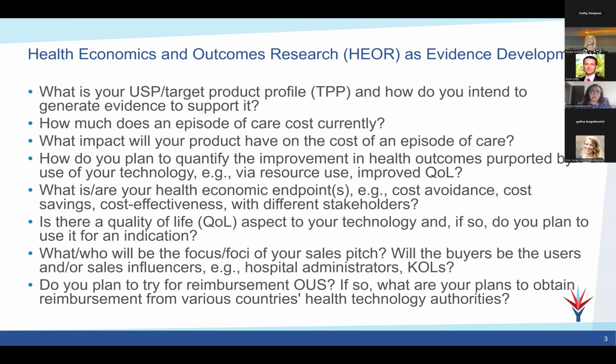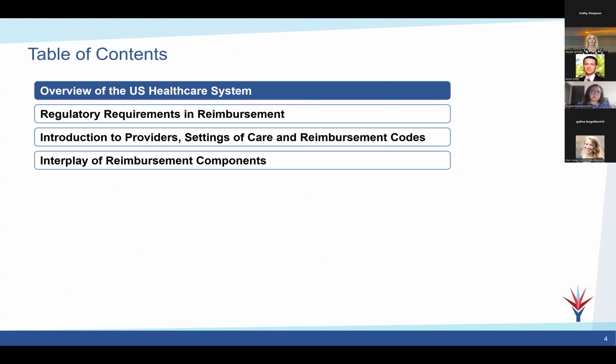You will develop evidence to be able to attribute these values to your technology, and this will help you generate your value proposition. And lastly, in terms of HEOR, if you plan to try for reimbursement outside of the US, do you have plans for modeling? Cost effectiveness analyses in particular are required in many countries outside of the US to support reimbursement. So let's talk about the US healthcare system.